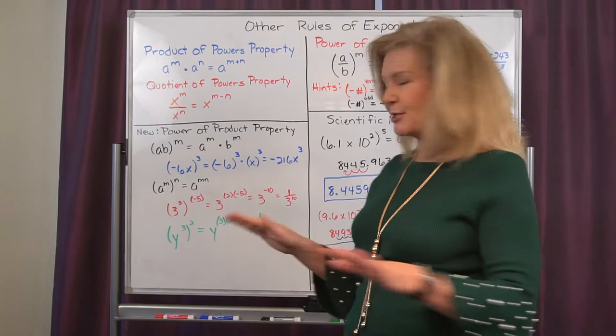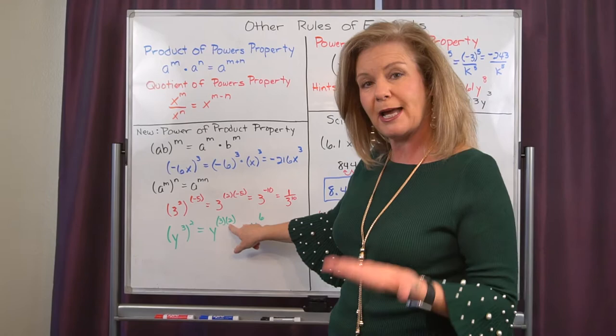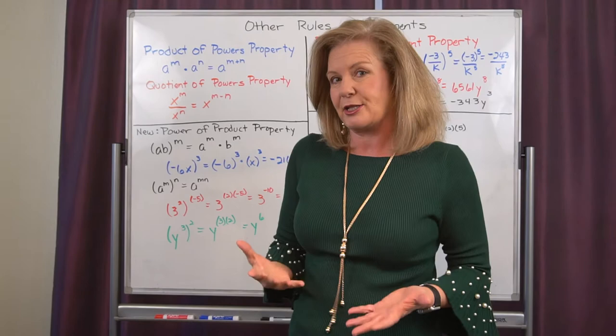Let's do something with a positive exponent. If I had y to the third power, then raised to the second power, I would take y to the 3 times 2 as my exponent. Therefore, I get y to the sixth power. So not difficult actually to do. We just have to remember those rules.